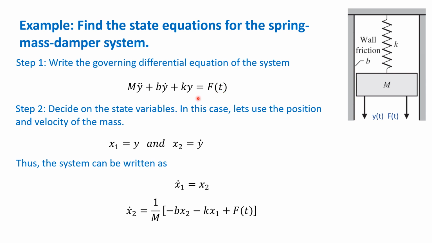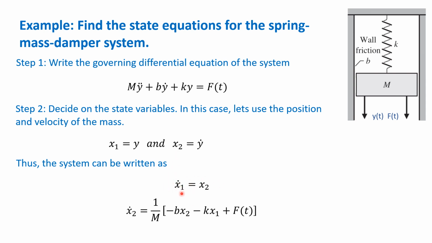So now we have to make a decision. We want to decide on the state variables. In this case, let's use position and velocity of the mass. So we'll let our position be x1 and our velocity be x2. So x1 equals y, x2 equals y dot, the velocity. So this is a single second order system, because the highest derivative is a double derivative. We can take a single second order system and convert it into two first order systems.